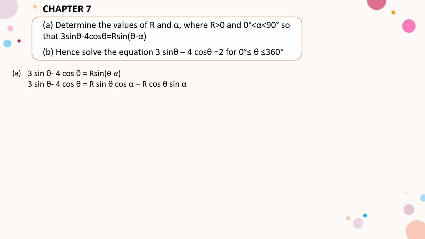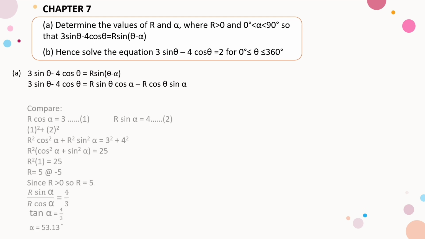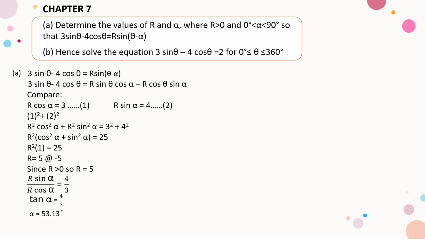We found that 3 sin theta minus 4 cos theta is equal to R sin theta cos alpha minus R cos theta sin alpha. We compare the coefficient of sin theta and cos theta. We found that R cos alpha is equal to 3 and R sin alpha is equal to 4. We square both equations. We found that R squared cos squared alpha plus R squared sin squared alpha is equal to 3 squared plus 4 squared.